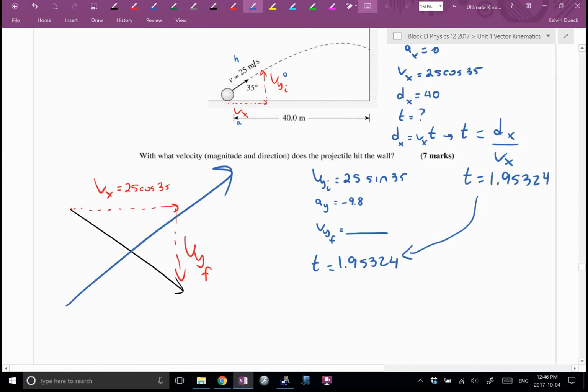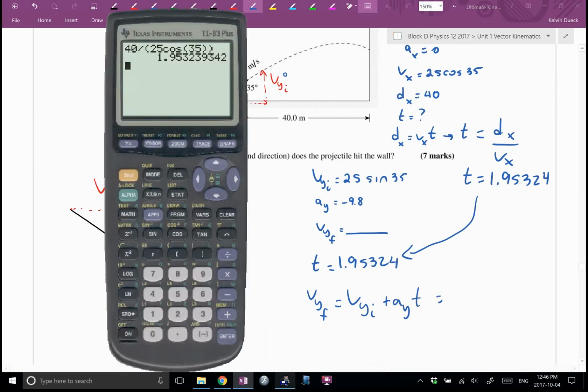I would quickly scratch out my first triangle, and I would quickly relabel Vx and Vy in that manner. But I think I crunched the numbers carefully here. I think we're okay. I think we're going to find Vy final equals Vy initial plus Ayt. It's going to be 25 sine 35 plus negative 9.8 times t.